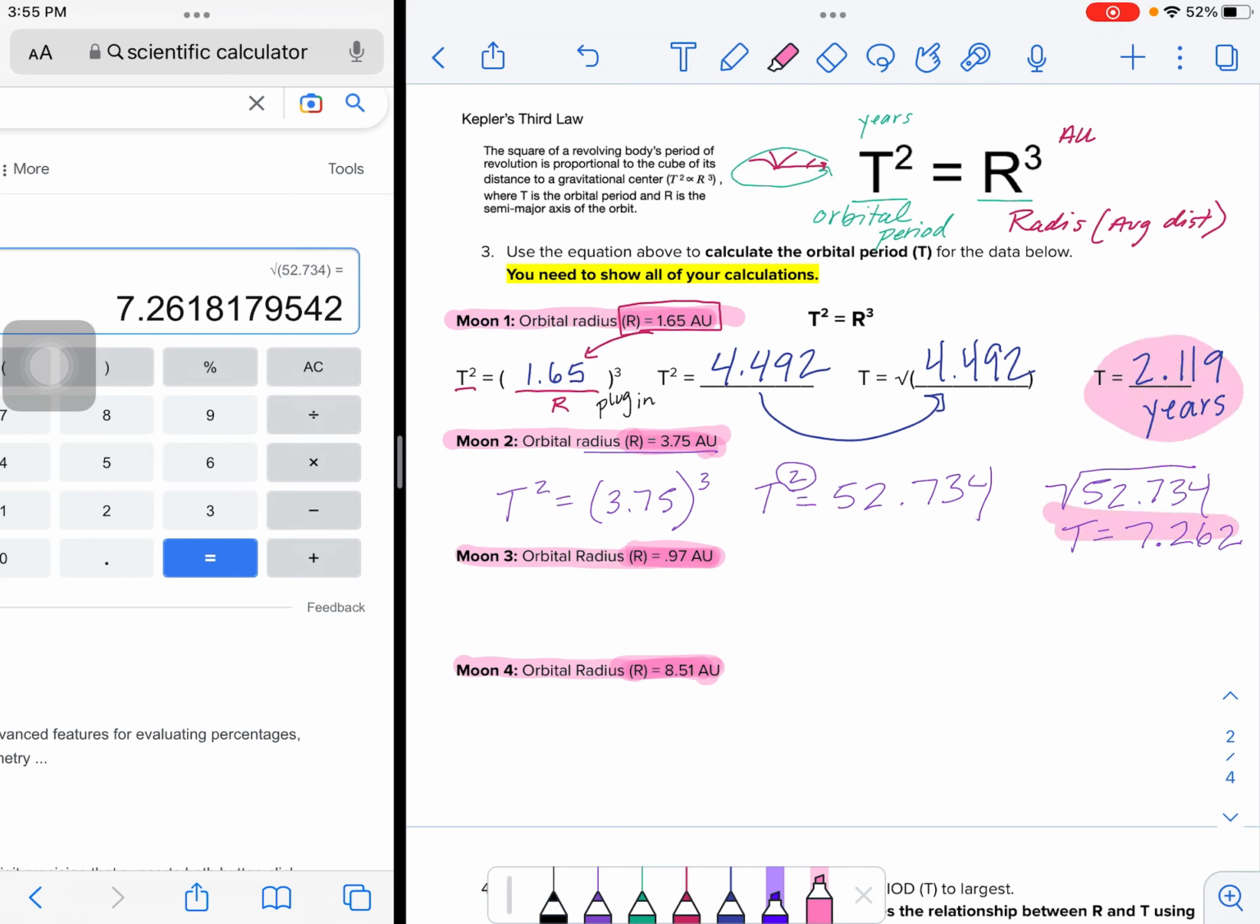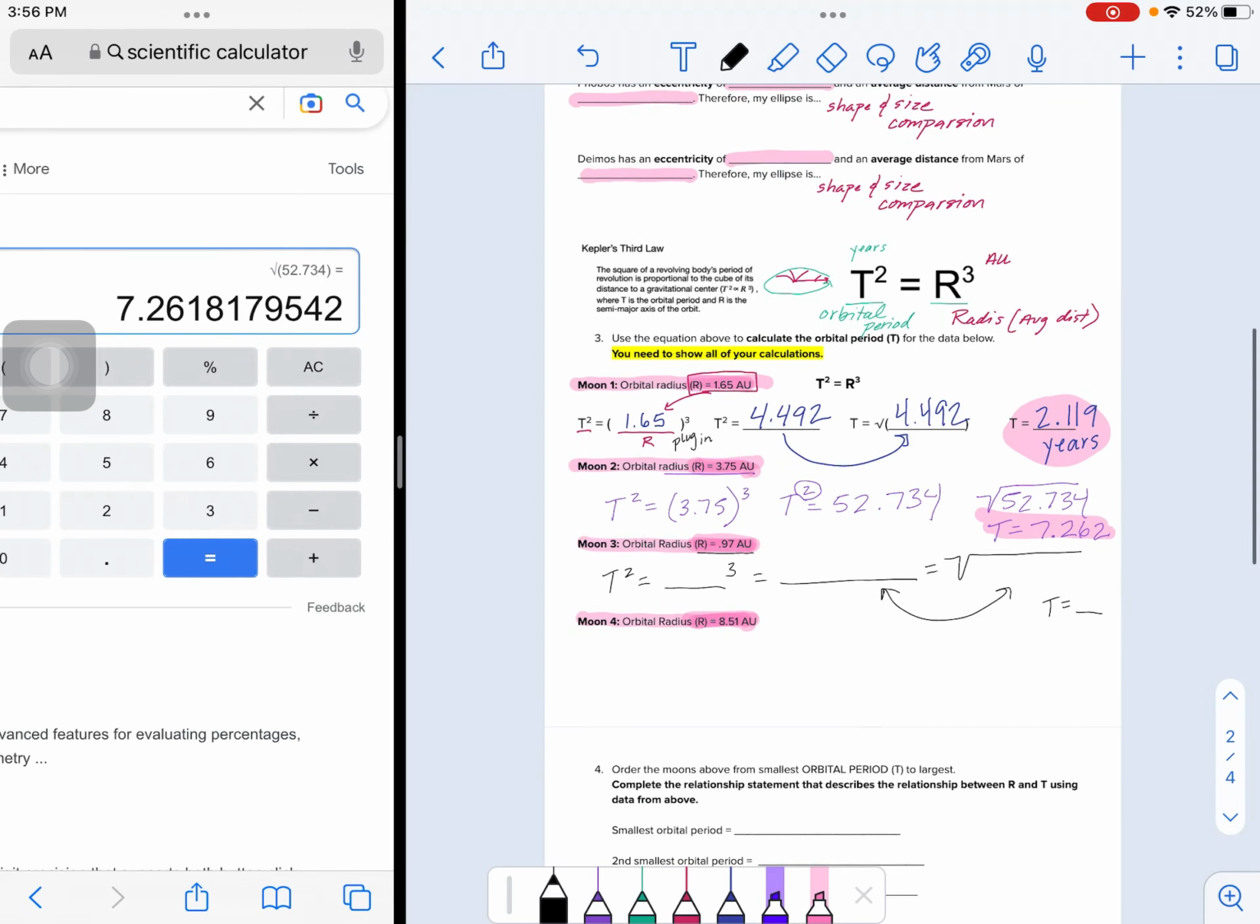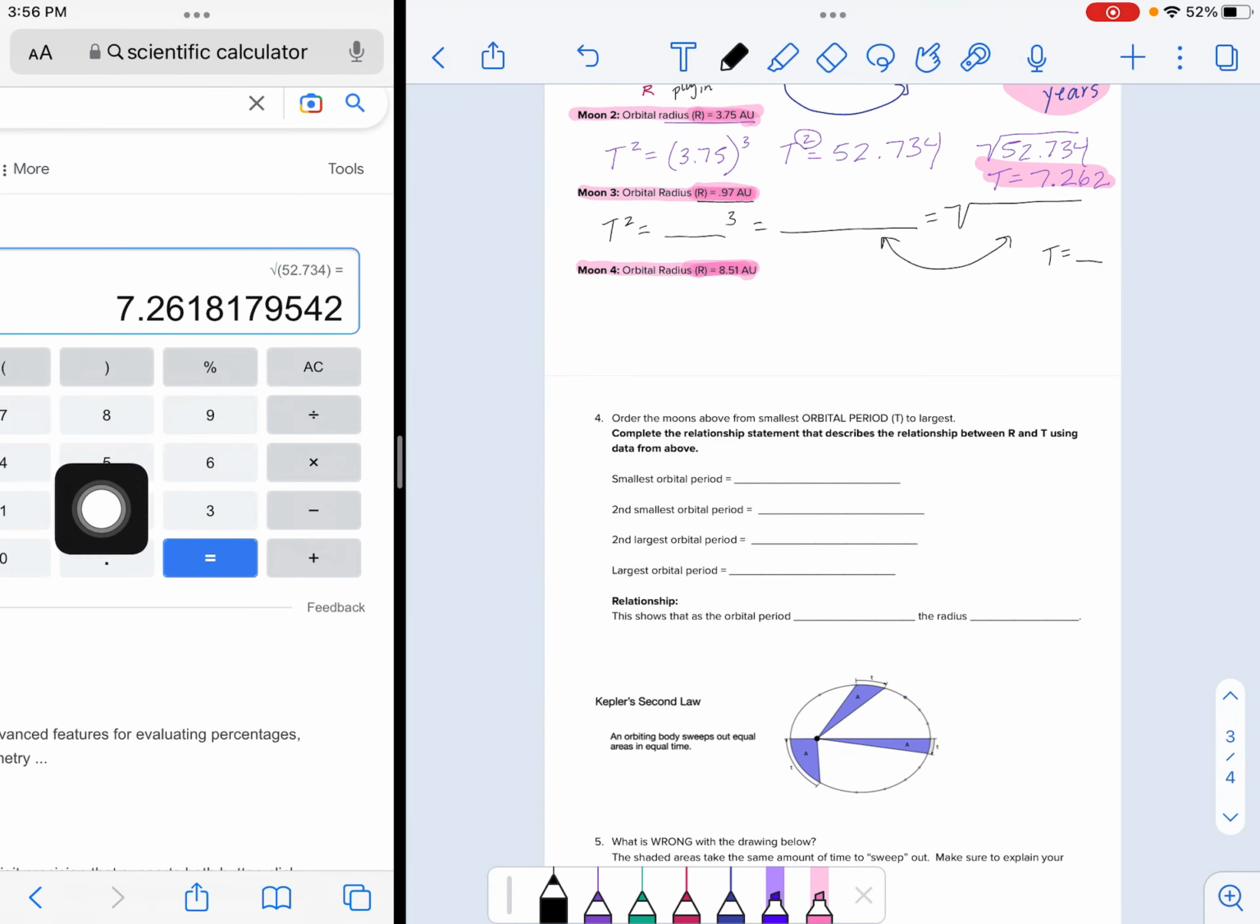1, 2. So we're always given the R here, so every time is going to start the same. T squared equals my R cubed. Whatever number I get then needs to be square rooted, right? These two are the same number, so I can get T all by itself. So keep going with those calculations, and then number 4 is putting those numbers, the orbital periods we just calculated, in order, smallest to biggest, and what that tells me about the relationship between those two things.